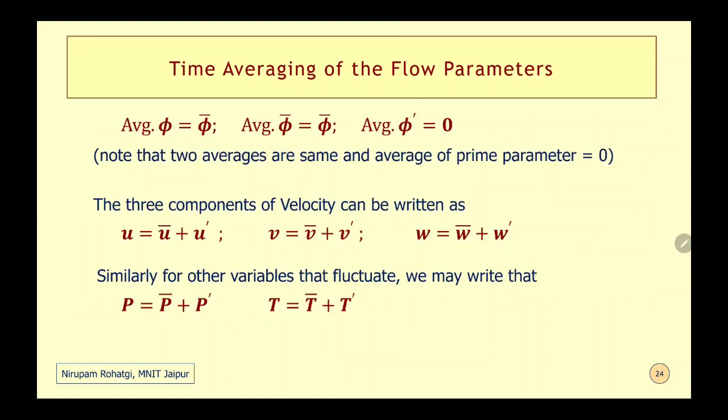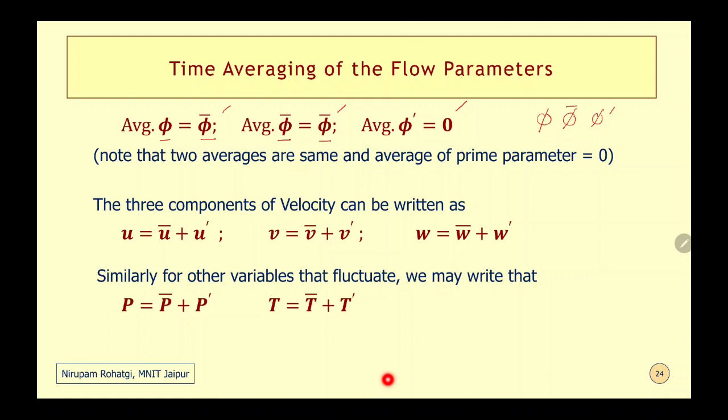Now we are just doing some simple mathematics. Average of phi will be phi bar, because all the fluctuations actually add up to 0. Average of phi bar will be equal to phi bar. So there are three variables: one is phi, one is phi bar, and one is phi prime. We are finding the average of all three. The average of phi is phi bar. The average of phi bar will be phi bar only. The average of phi prime will be equal to 0, because phi prime is fluctuation over the average.